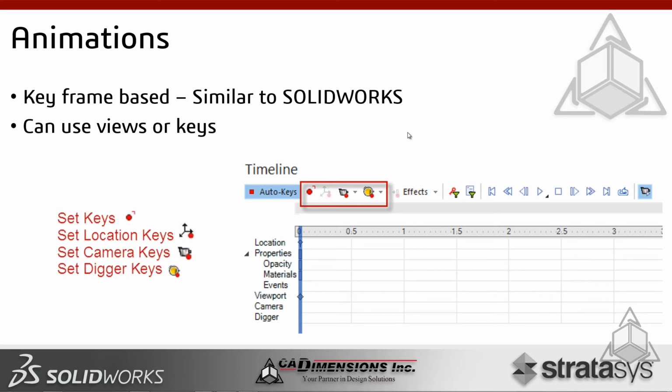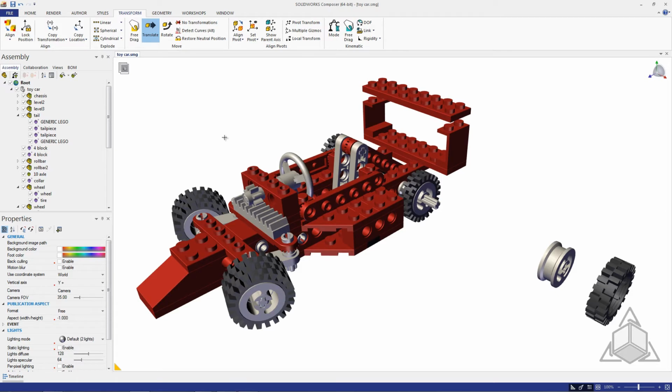So what I want to do is highlight these specific tools here. You have the ability to set keys, set location keys, set camera keys, and set digger keys. The reason why this is crucial is because if you move the timeline to 2 seconds and you start moving something, it's going to put a key there, but it'll start moving from the very beginning to 2 seconds. So you might want to drag to 1 second, set a location key for that, and then go to 2 seconds and change it. Then it will change from 1 to 2 instead of going from 0 to 2. Hopefully that makes sense, but we'll hop into Composer and take a look at this a little bit further.